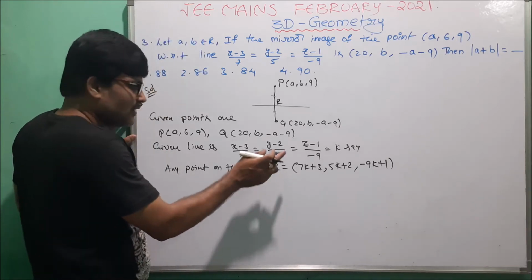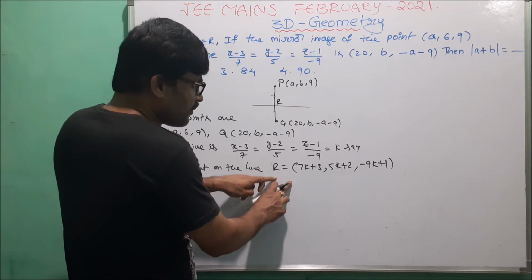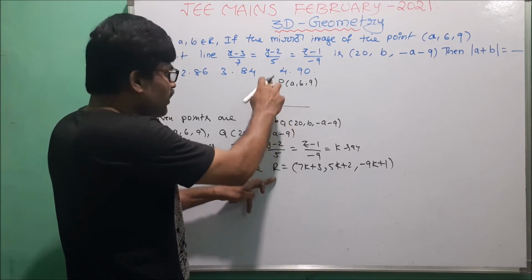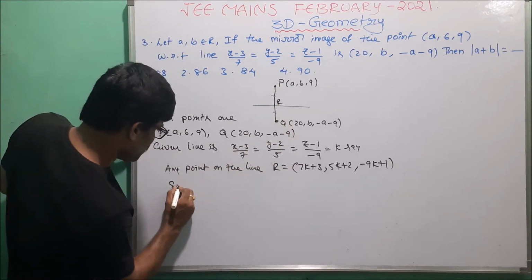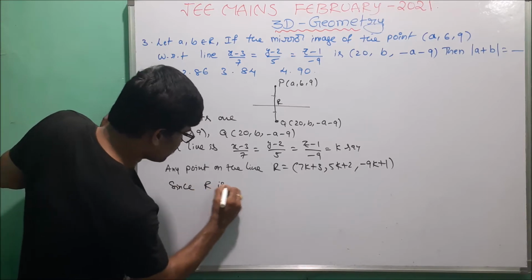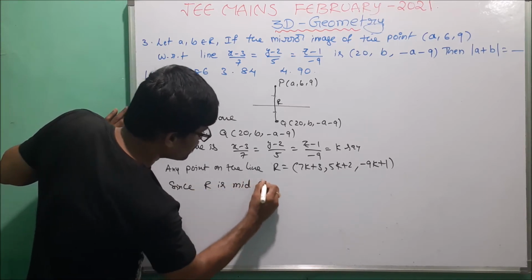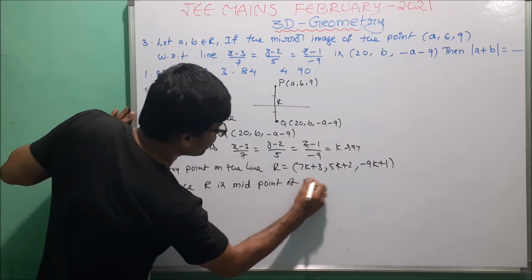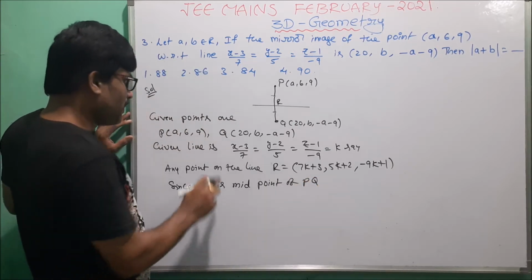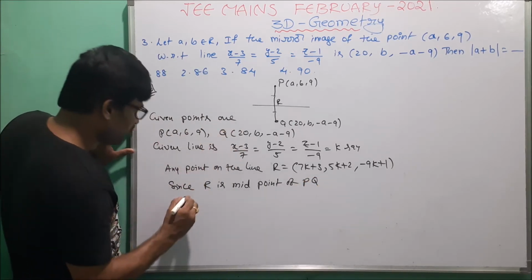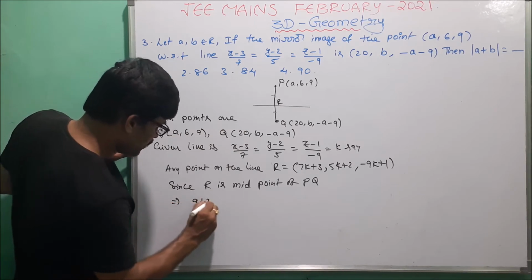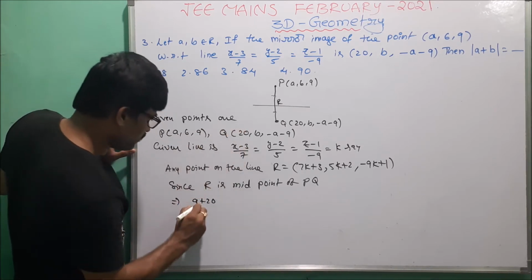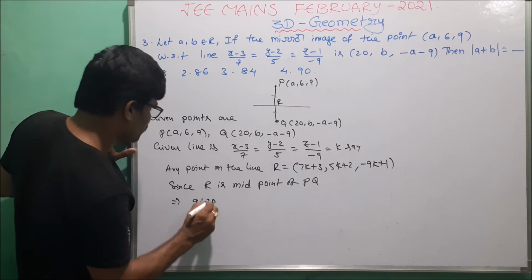Now here we have to observe that R is the midpoint of PQ. Since R is the midpoint of PQ, and the points P and Q are already known, we take (x1 plus x2)/2, that is (a plus 20)/2.